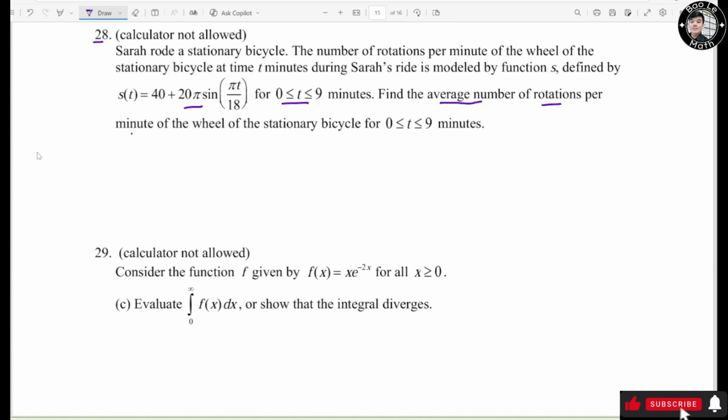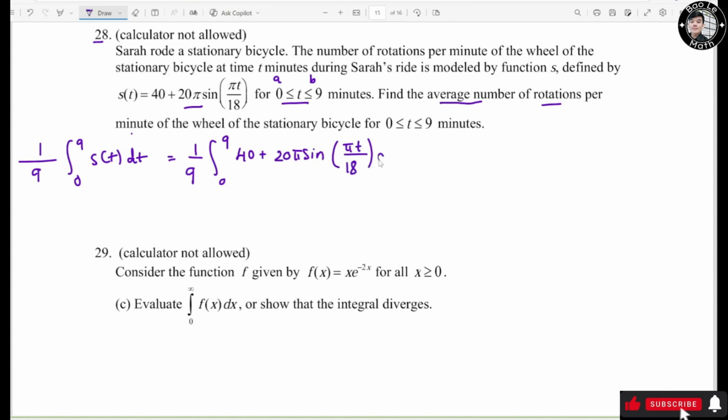So we have 1/(b minus a). This is a, this is b, so it will be 9, right? Integral from 0 to 9 of s of t dt, right? So it will be 1/9 times the integral from 0 to 9 of 40 plus 20 pi sine of pi t over 18 dt, right?